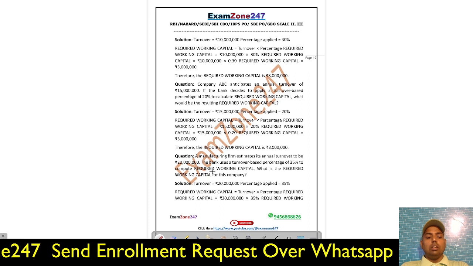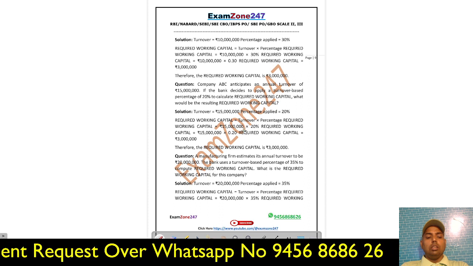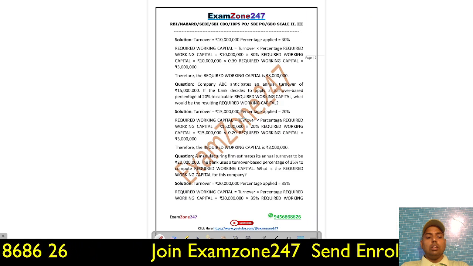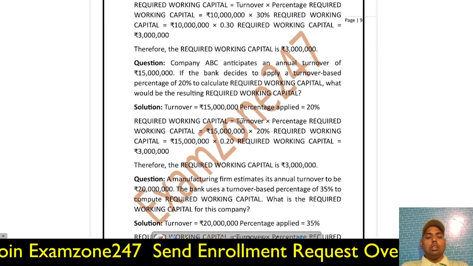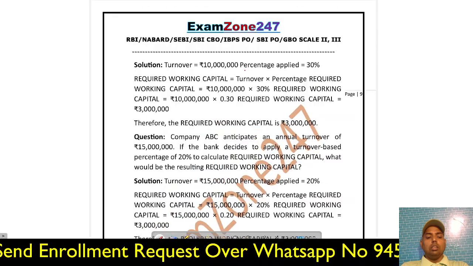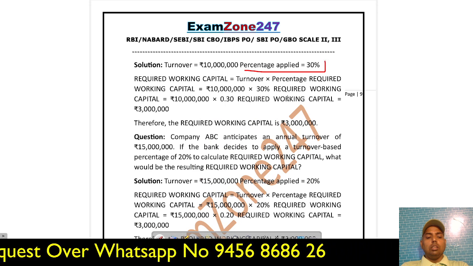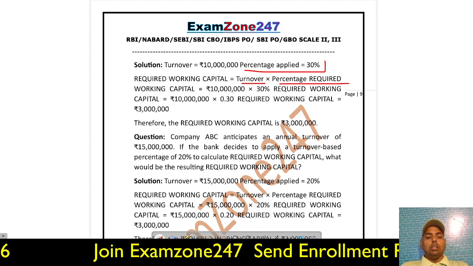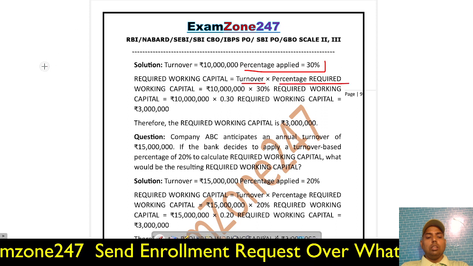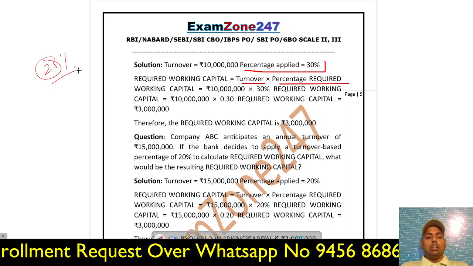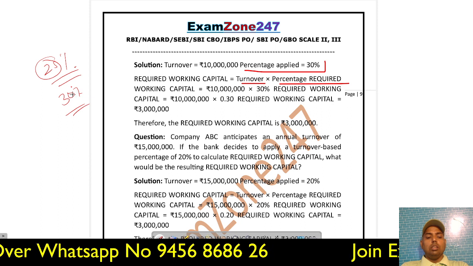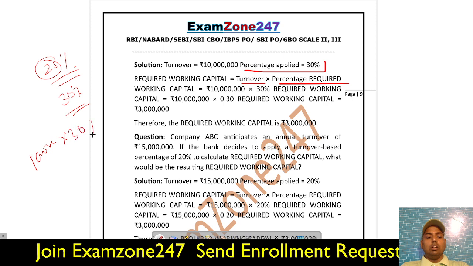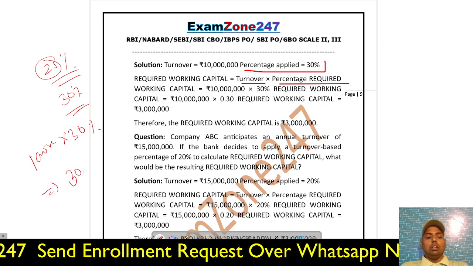See, one minute. Let me zoom this so that you can get it. See, the percentage applied here is 30%. Okay, 30% is the required working capital: turnover into percentage. Why? Because in the NAYAK committee it was 25%, but what is the bank applying? The bank is applying 30%. For 1 crore, 30% will come out to be 30 lakhs.